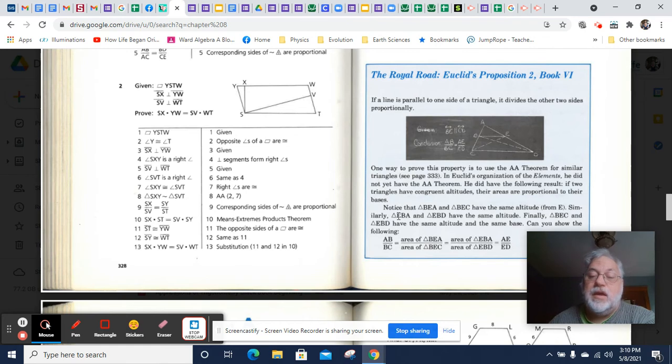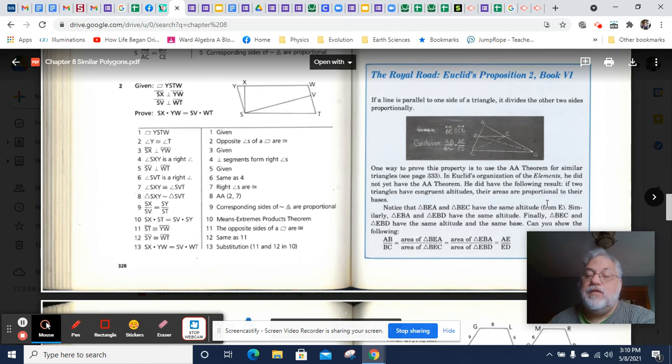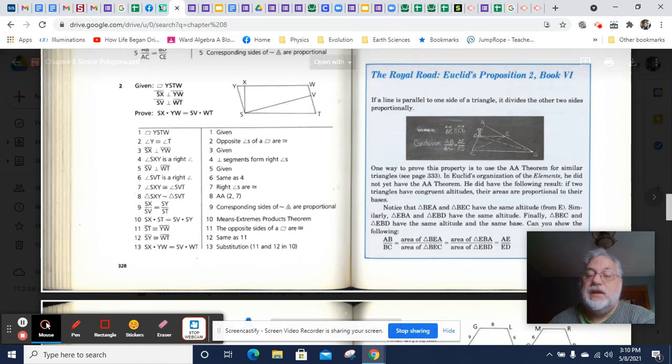Okay, and so he noticed that BEA and BEC have the same altitude from E. So here's an altitude from E. And similarly, EBA and EBD also have the same altitude and the same base.